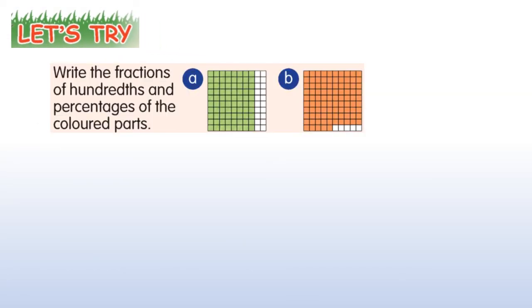Now let's try to answer this question. Question number 1. Write the fractions of hundreds and percentage of the colored part. Look at A. The colored part is 80/100. So in percentage, it is 80%. For B, the colored square is 95/100. So in percentage, it is 95%.